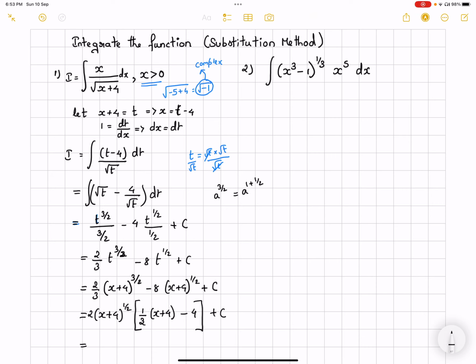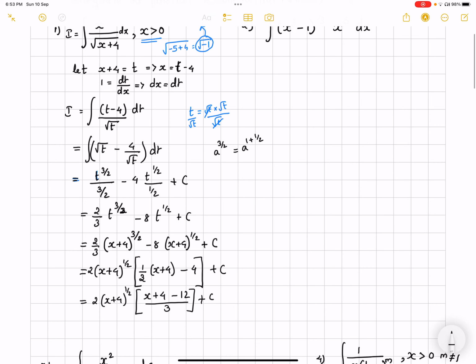Okay. So now here, we will go with the LCM thing. Then 2 into (x + 4) whole to the power 1/2, then I would be having (x + 4) minus 12, divided by 3, plus c. So now here, what we would be having is 2/3, right? And this is nothing but root of x + 4. And then I would be having (x - 8) plus c.